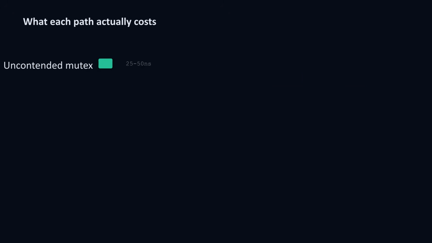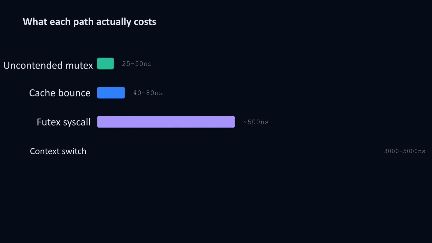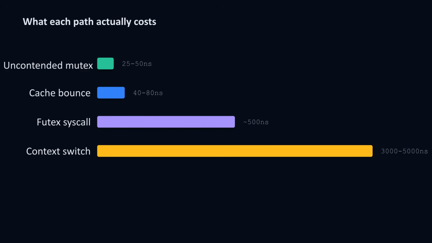An uncontested mutex costs 25 to 50 nanoseconds, about the same as a spinlock's atomic operation. The difference only shows up under contention. A cache line bounce costs 40 to 80 nanoseconds, a futex syscall costs about 500 nanoseconds, and a full context switch costs 3 to 5 microseconds. That gap is the entire decision.